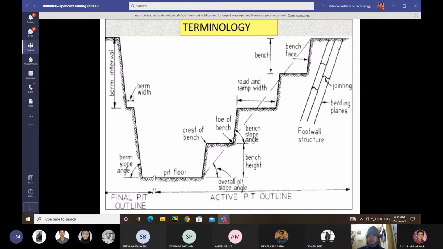And this is the jointing plane, bedding planes, and this is the footwall structure. So this is the way surface mining is carried out. And the final pit outline will go up to this level. The left side is your final pit outline, and the right side is your active pit outline. On this side the mining is carried out. So these are the terminologies used for surface mining.